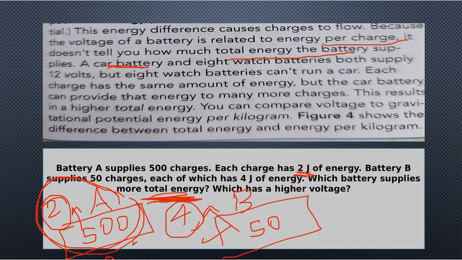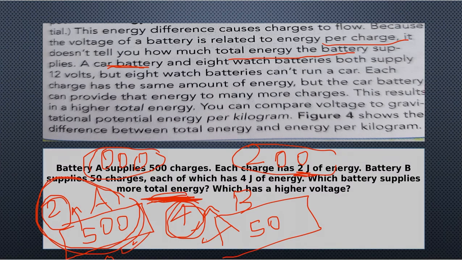2 multiplied by 500 equals 1000. Right? So battery A contains a total energy of 1000 joules. What about battery B? 50 multiplied by 4: 50 charges, and each charge with 4 joules. So the total energy would be 200 joules. Right? If you compare between them, which one has more total energy? Battery A.